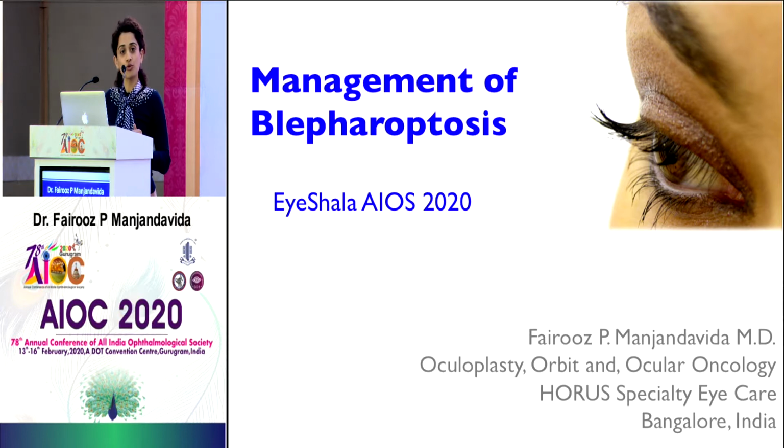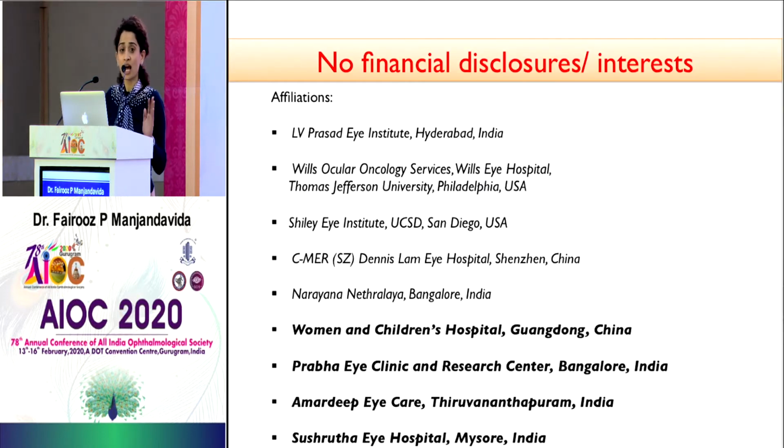As you all know, the eyelid plays a major role functionally and aesthetically for the eye. It acts as a protection to the eyeball. If the eye is the window to the world and the soul, of course, the eyelid is the shutter. If the shutter falls down, there is no light into the eye, and functionally, it can affect the vision. Let's see how. I have no financial disclosures or interests here.